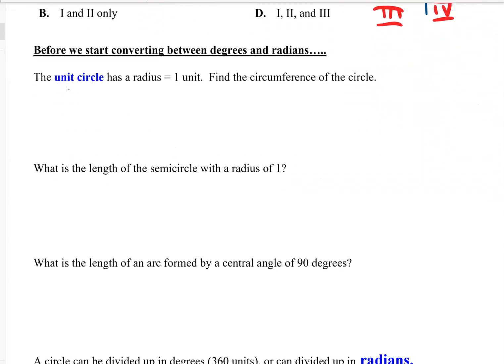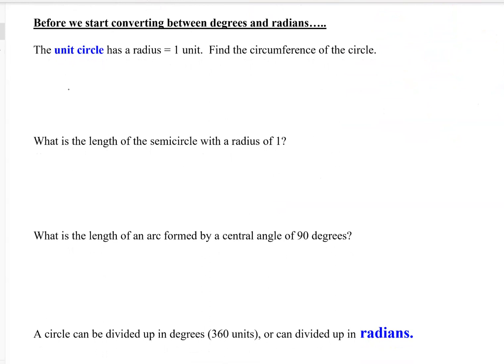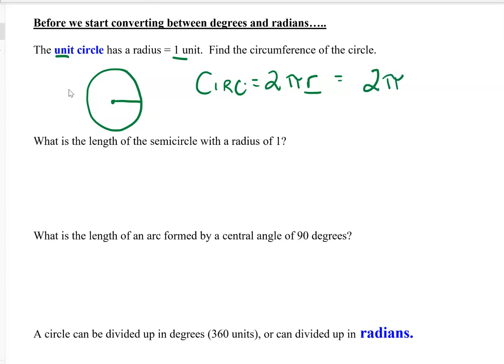Before we start converting between degrees and radians, we have to discuss a little bit about what we're really finding here. So first, a unit circle has a radius of 1 unit. Hence the term unit circle. Find the circumference. Circumference of a circle is 2 pi r, where r is our radius. Since our radius is 1 unit, our circumference of our circle is 2 pi.